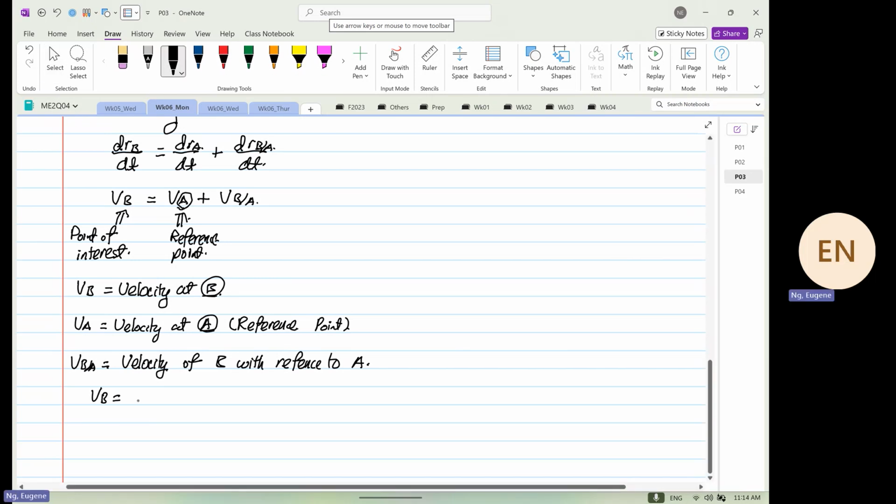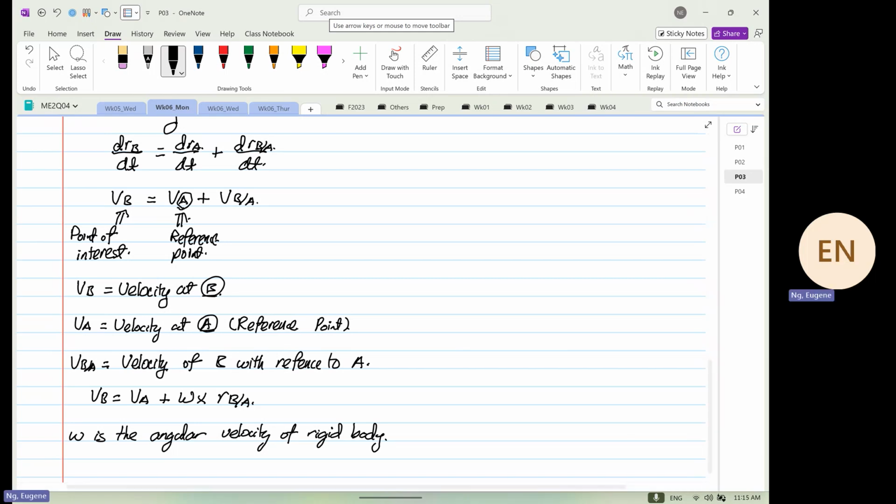Okay. And then we can write the expression over there: VB will be equal to VA plus omega cross RB from point A, where omega is the angular velocity of the rigid body. Okay. Again, this will only work with what? Rigid body assumption between what? Between 2 points. Okay, it will not work otherwise.